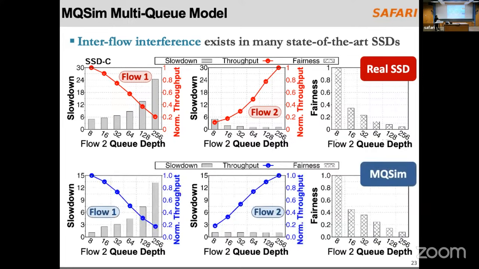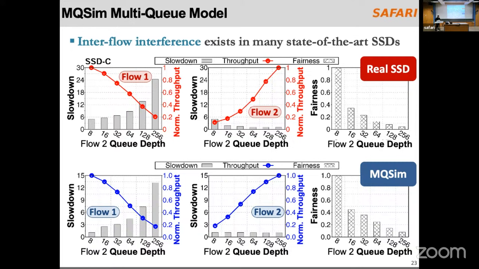So MQSim is able to accurately model this SSD, and we see that the trend is captured in the results on MQSim as well. You can see that the slowdown is captured, and the reduction in throughput is captured.